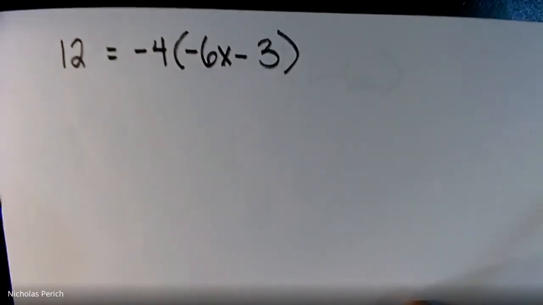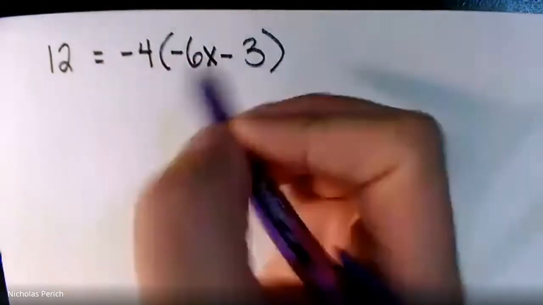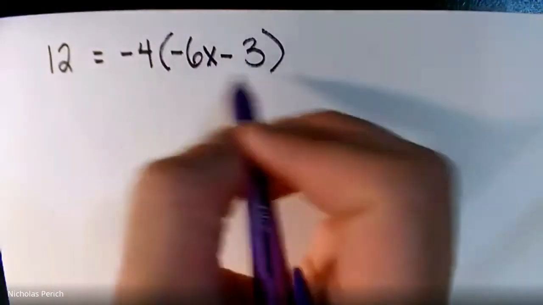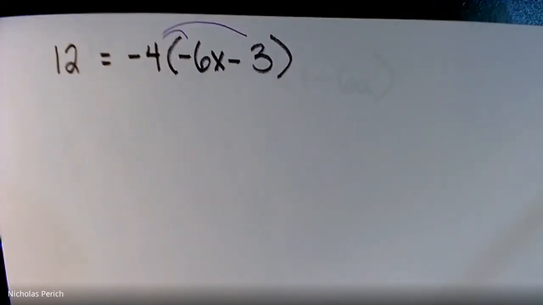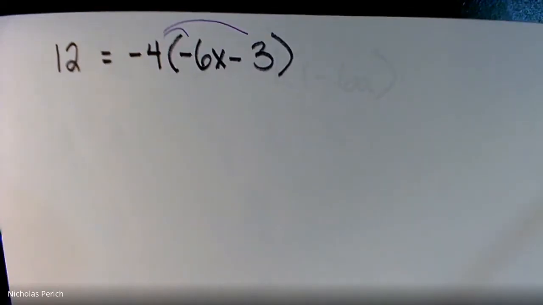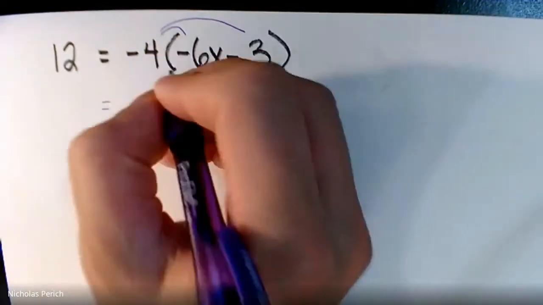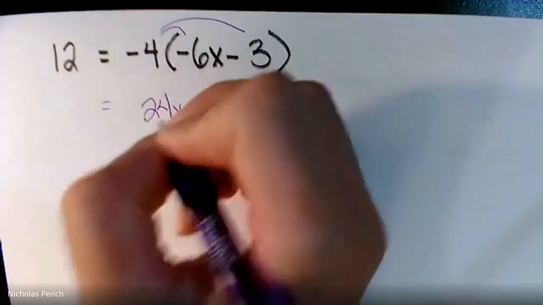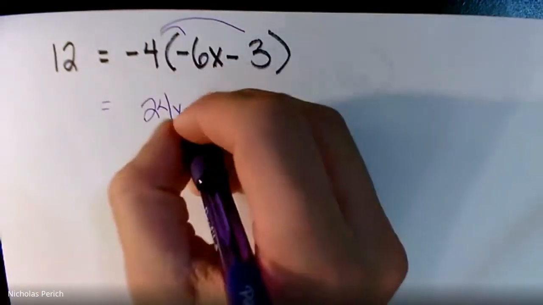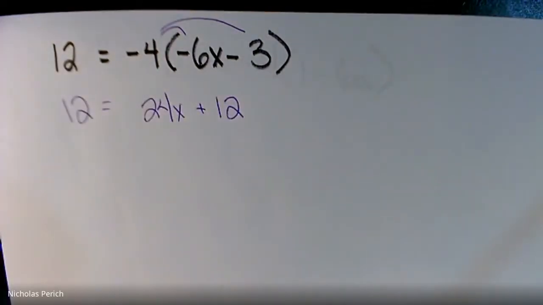Distributive property. Is x all by itself? No, but not only that, I have all this other stuff. So if you see distributive property when solving equations, that should always be your first step unless you have exponents to deal with first. I don't have any exponents to deal with. I have negative 4 times negative 6x. Negative 4 times negative 6x is going to be positive 24x. Negative 4 times negative 3 is going to be positive 12. On the left side, I still have 12.